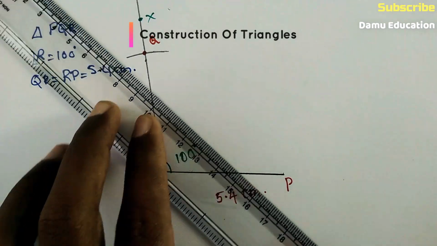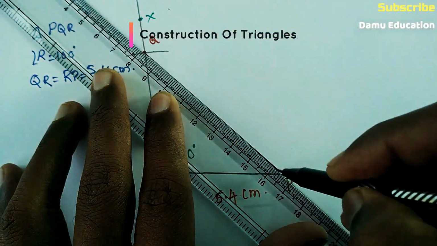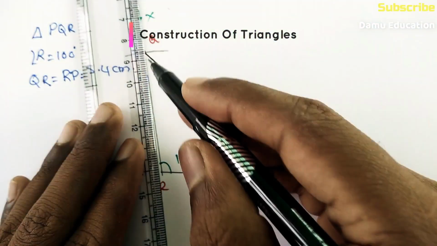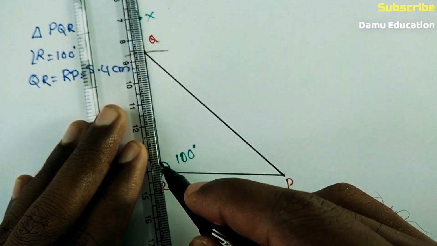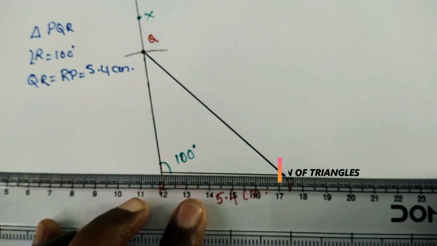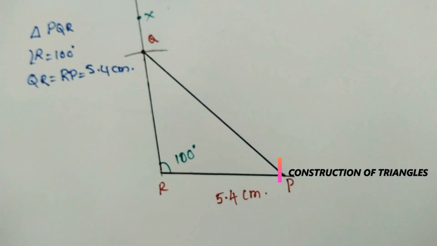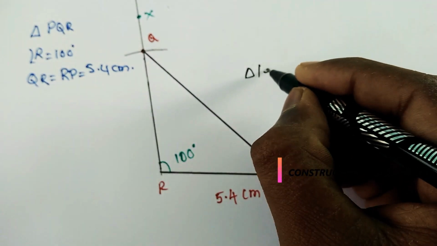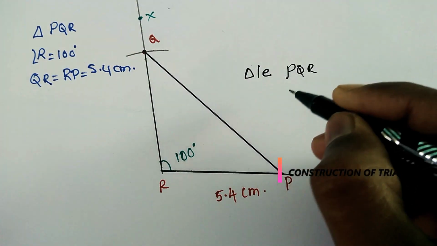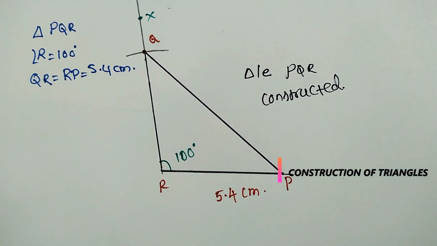And join QP. And these two lines, make sure that they should be dark. So what you can say is triangle PQR is constructed.